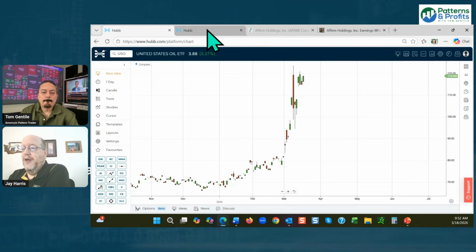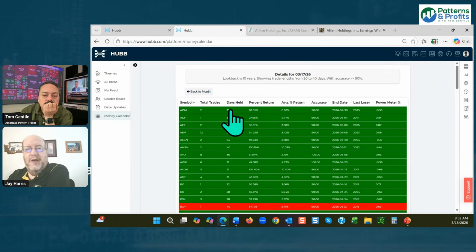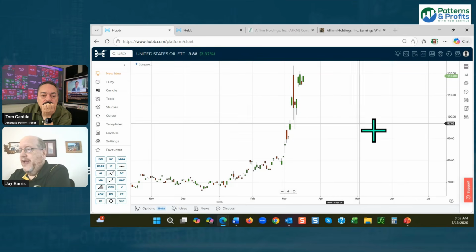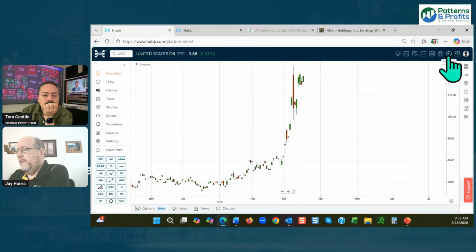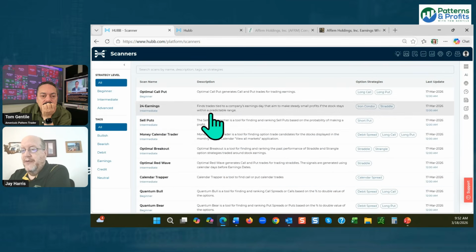I have two tabs of Hub, because a lot of times I'm so focused on the money calendar data and doing that for the publications and such, that no matter what scan we're doing over here, and again, you just come over here, you click on the scanner icon. It's the third icon from the account icon on the far right. Go 3 over, and there's your scanners.